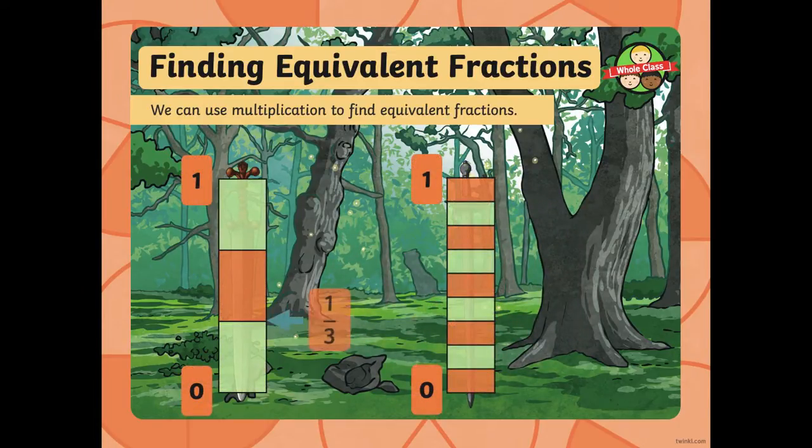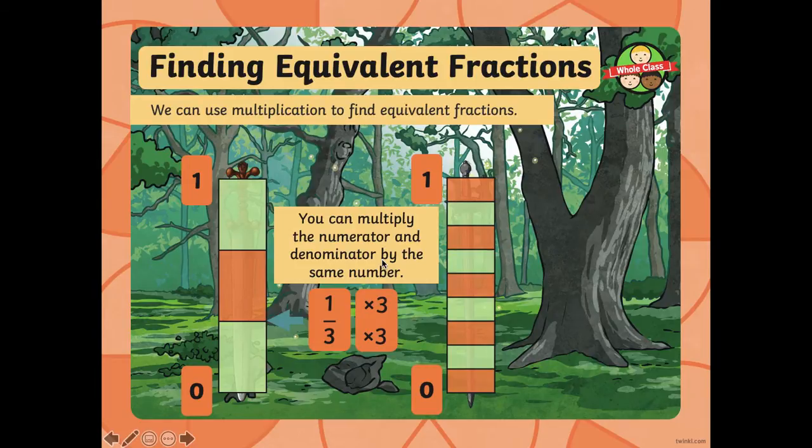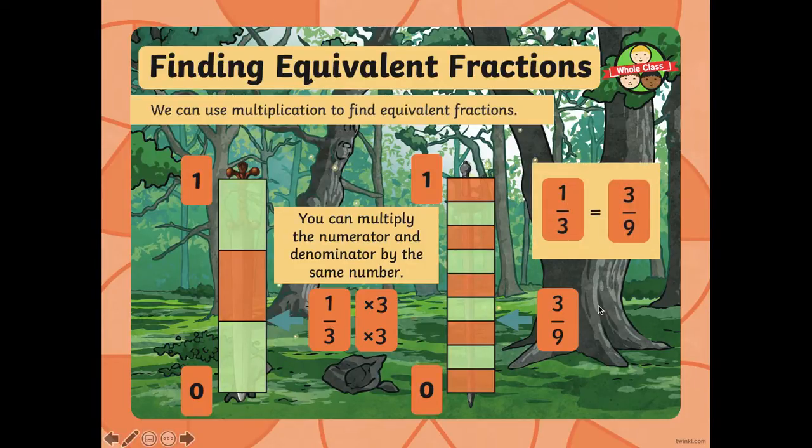Let's have a look at another one. What method could you use to make an equivalent fraction? You can multiply. Look, this one here, we're doing it by 3 this time. You can multiply the numerator and the denominator, the top and the bottom. So 1 times 3 is 3. 3 times 3 is 9. So, again, 1 over 3 is the same as 3 over 9. They're equivalent. They're equal and equivalent.